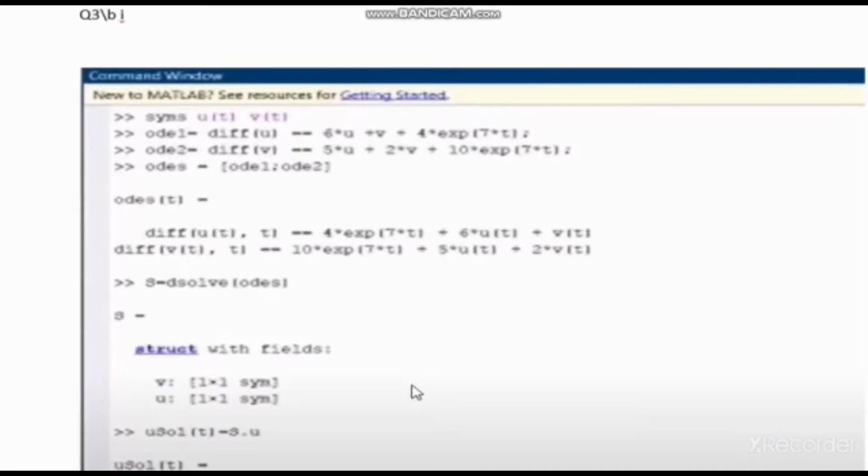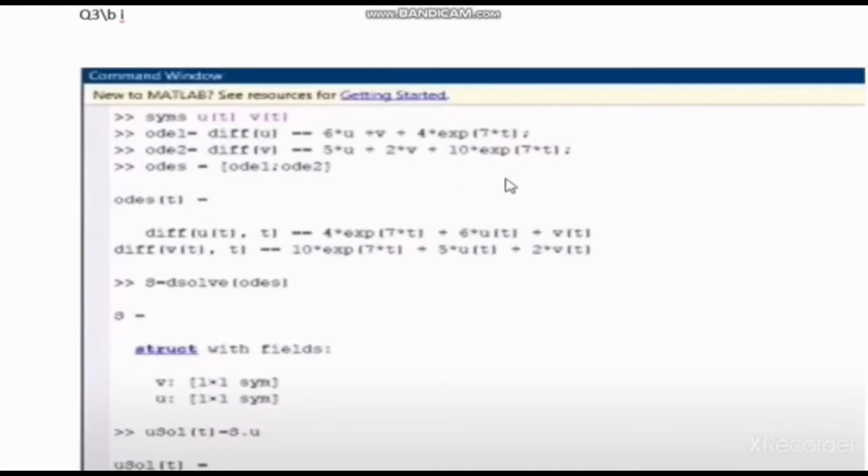Okay, now for question 3b(i), we will present y1 and y2 and name the derivatives, which are ut and vt, using syms. Y prime 1 equals 6y1 plus y2 plus 4 e power of 7x, and also y prime 2 equals 5y1 plus 2y2 plus 10 e power of 7x.